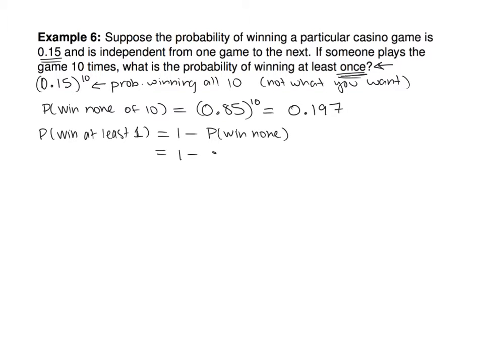And 1 minus 0.197 is 0.803. So you have an 80% chance of winning at least one of those 10 games or more.